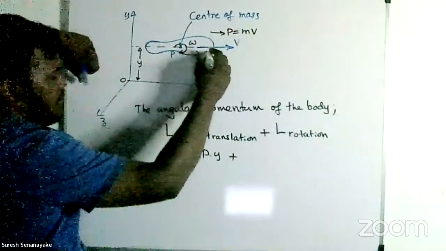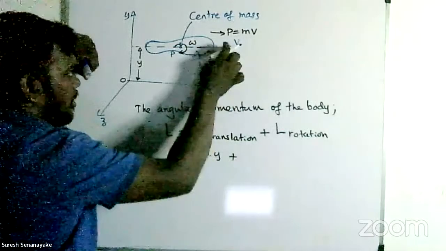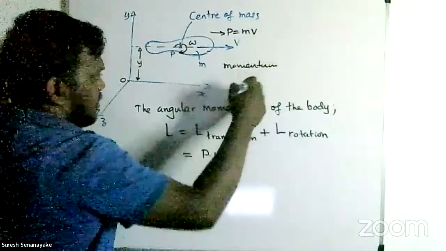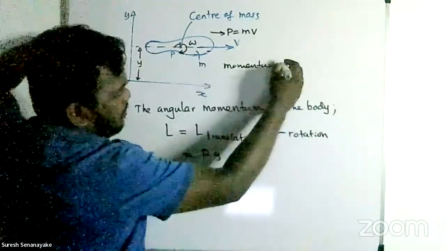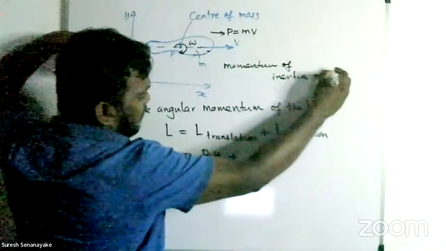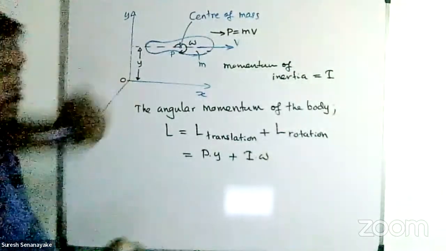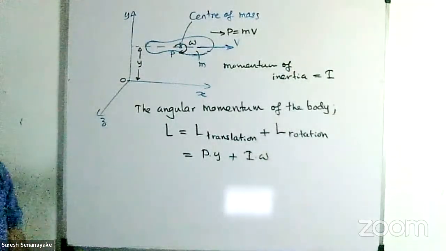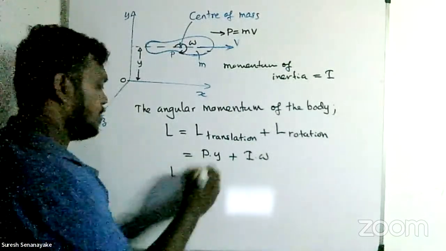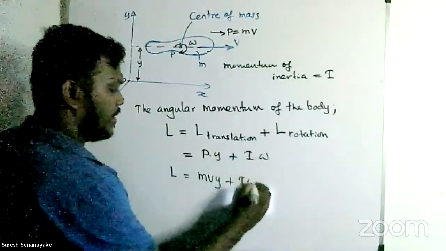which is the moment of inertia of this body, considered as I. The moment of inertia about the axis passing through the center of mass is taken as I. So it's equal to I omega. So L equals p y, that is m v y, plus I omega.